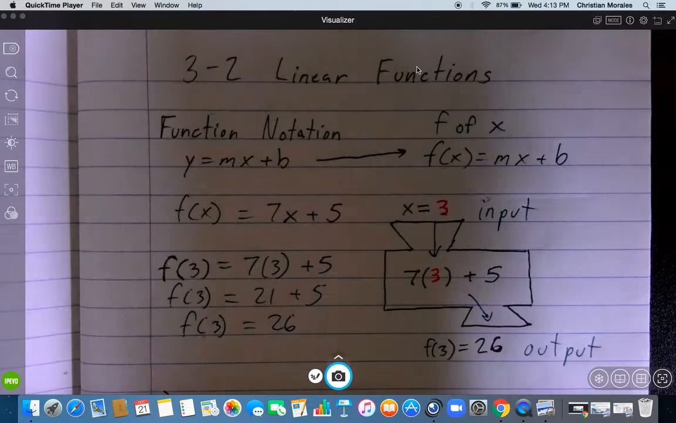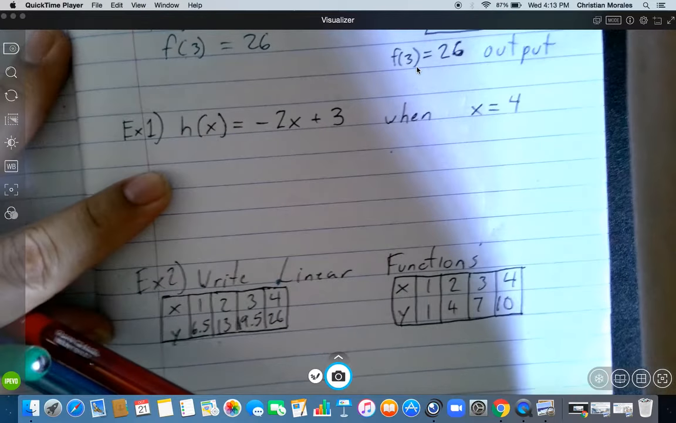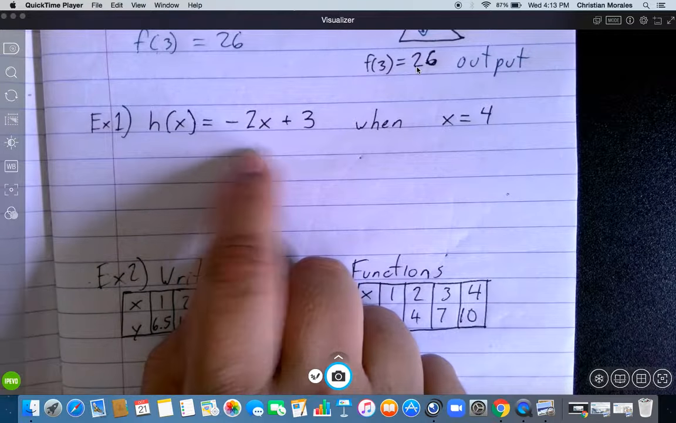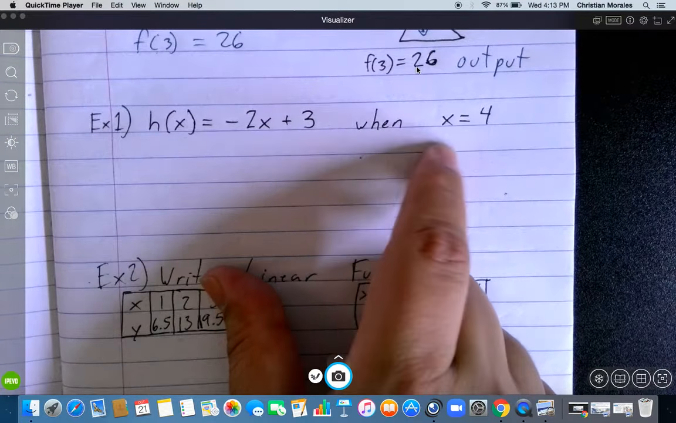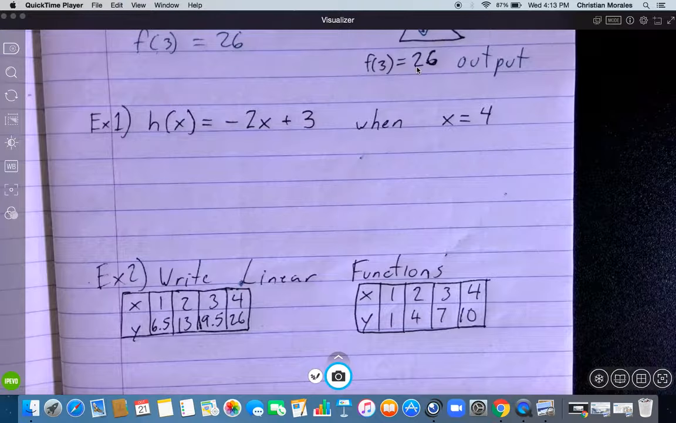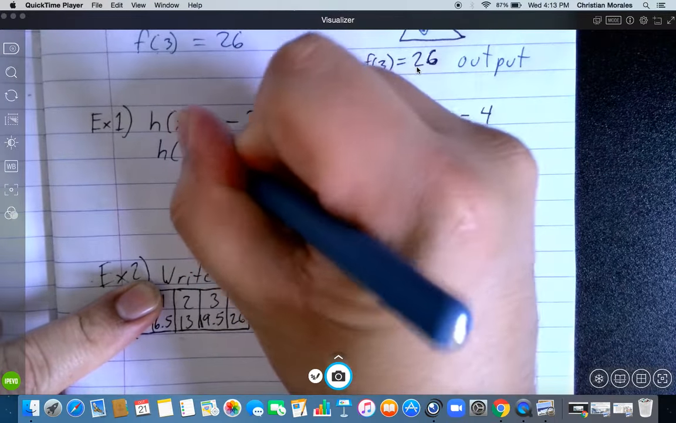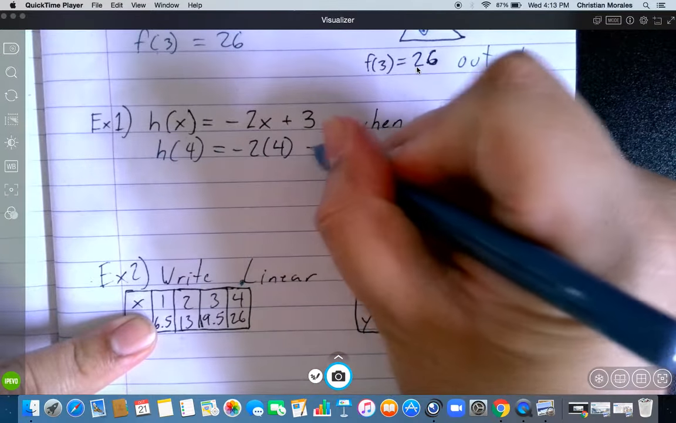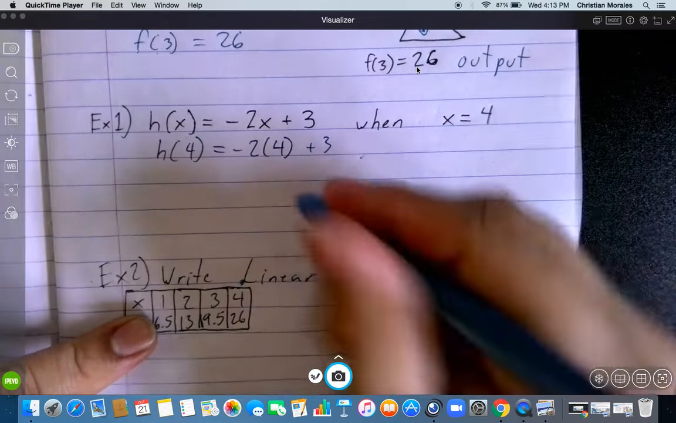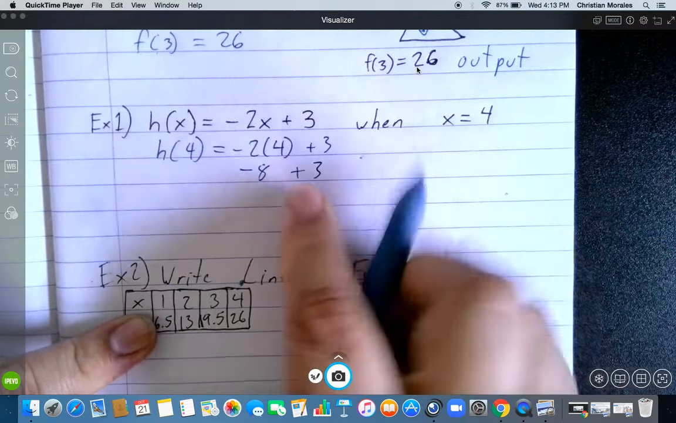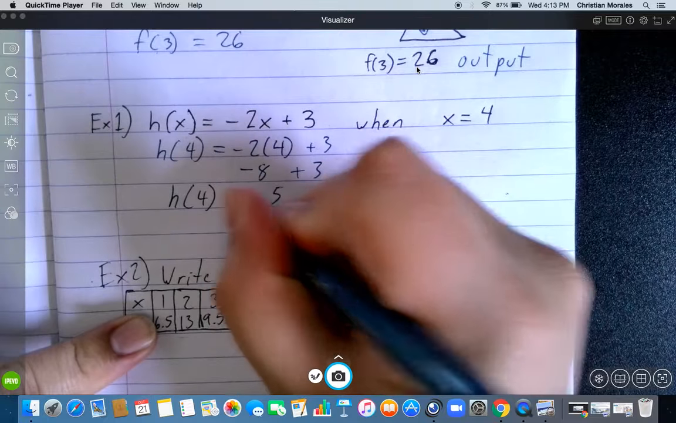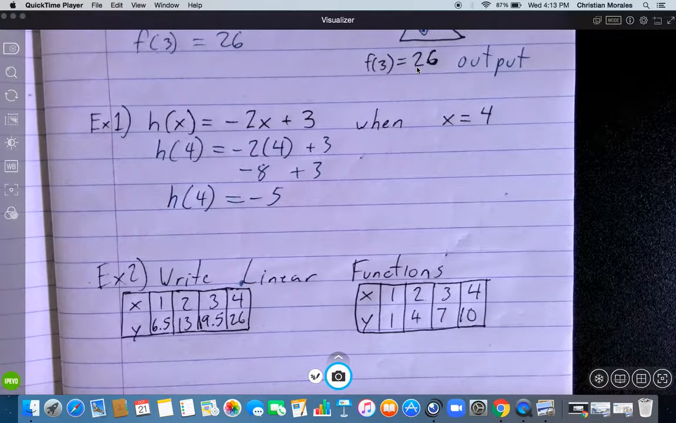Let's do a couple of different examples. Sometimes they will write it using different letters. So in this case, we have h of x equals negative 2x plus 3. What happens when the input is 4? What happens when you plug in 4? x is going to be replaced with the number 4. So I replace the x here with the number 4. First step, we multiply. But then we have to add the 3. So your answer for h of 4 is negative 5. That is what you get. And that's pretty much how you solve it when you have the x.